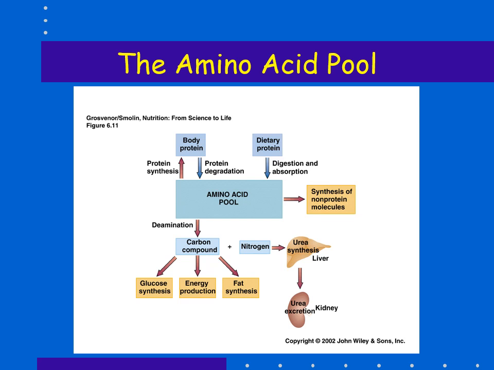I'll talk about this in the next lecture, but it's crucial to remember that when you deaminate amino acids, you also release nitrogen, which has to be synthesized into urea in the liver and then excreted through the kidney so that the nitrogen doesn't poison you.